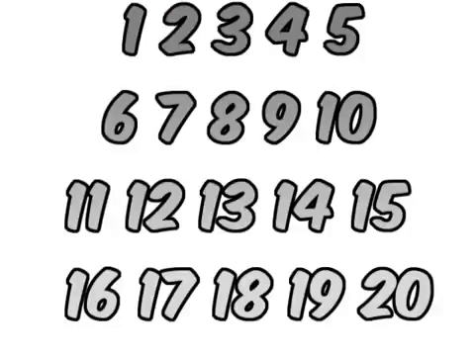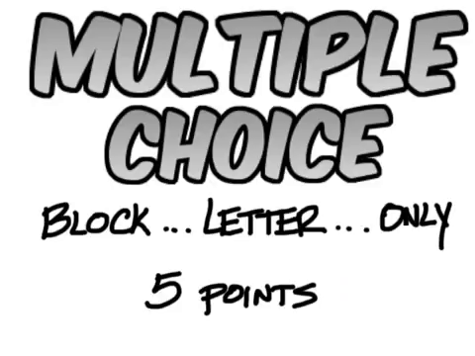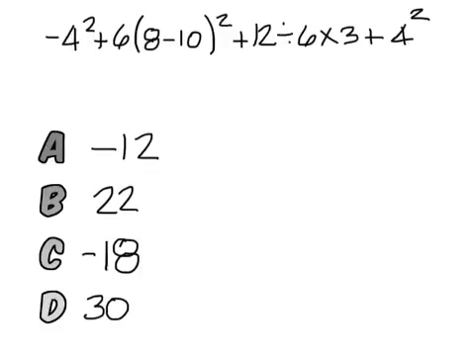The winning numbers are 2, 10, 15, 18, and 19. Multiple choice, block letter only. Alright, the answer for this one is 30, which is D.